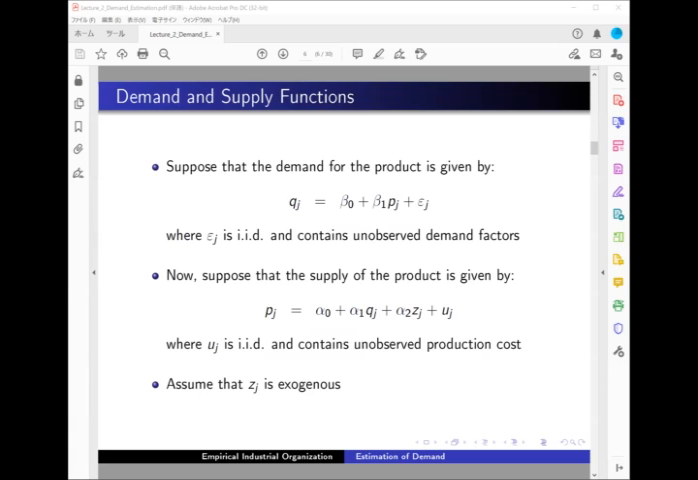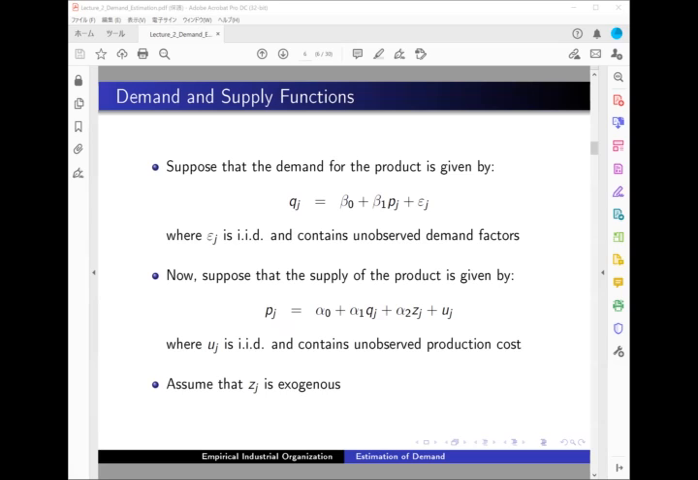Suppose that the demand for the product in market j is given by a linear function of own price and an unobservable, which is assumed to be independently and identically distributed across markets. This unobservable epsilon captures everything that is not observed by the researcher and affects demand for the product. And so it is called unobserved demand.